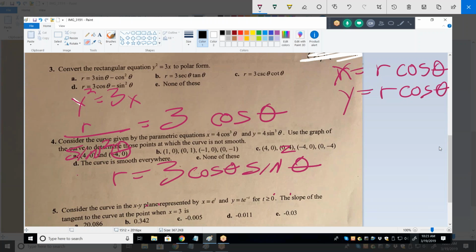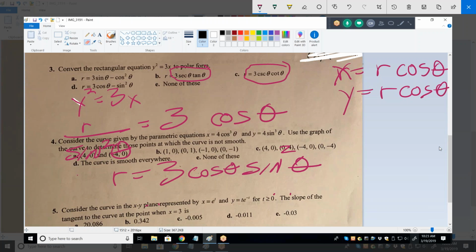I didn't do anything wrong, I don't think. I think I can divide both sides by r because r is never 0. Or if r is 0, then it's a point. It's not really an equation, it's a point. Right. And notice that this answer is not on there. So it should be E. And I checked these two just in case there was a trig identity that made those equal to cosine over sine squared, and they don't.